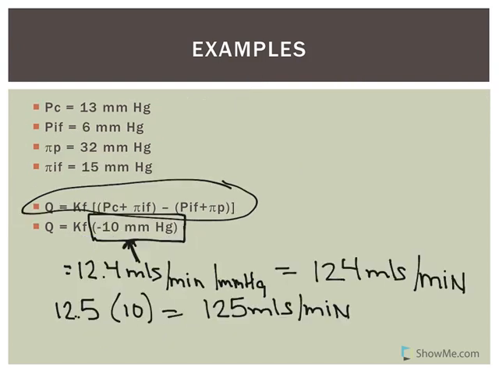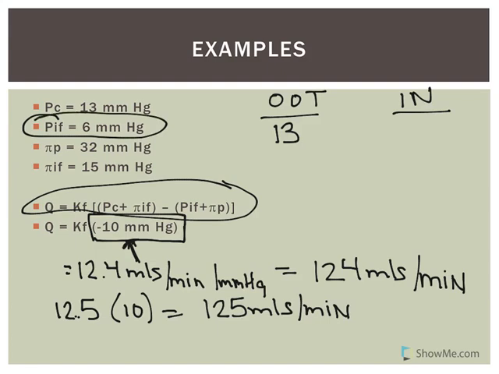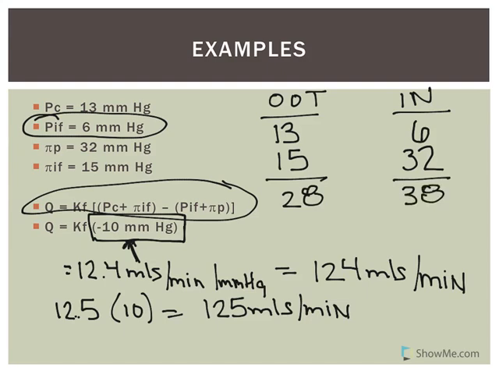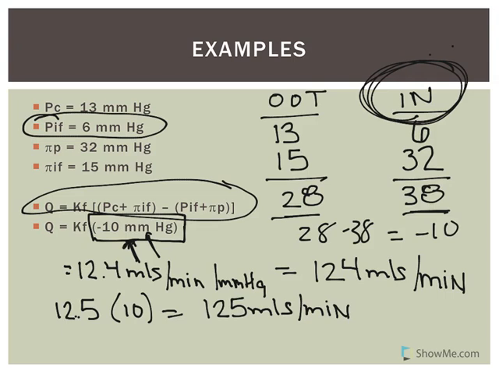If I do this one, if I do the outs, and I do the ins, so 13. Now this one, notice, is a positive value. So this being a positive value says it opposes filtration, so I'm going to put it over here. The 32 I'm going to put over here, and the 15 I'm going to put over there. So when I do the math, it's 28, 38. Which one's bigger? The forces that favor absorption, the inwards. Notice the difference. There's a 10 millimeter of mercury pressure difference between them, and you see that right here. So 28 minus 38 is minus 10. So that's just another way of looking at it.